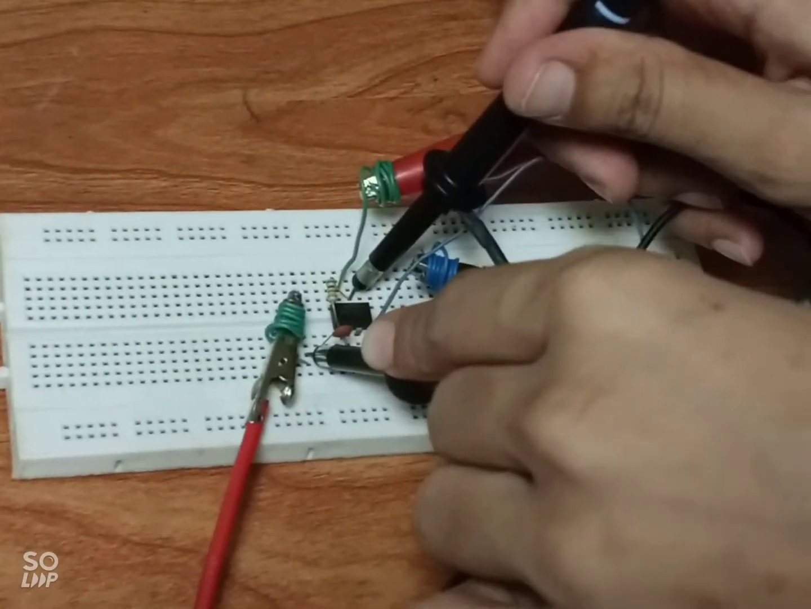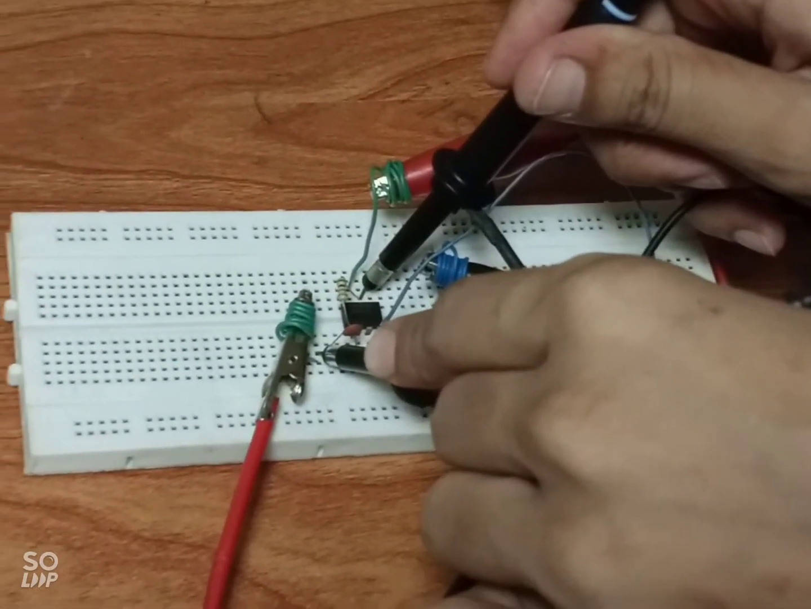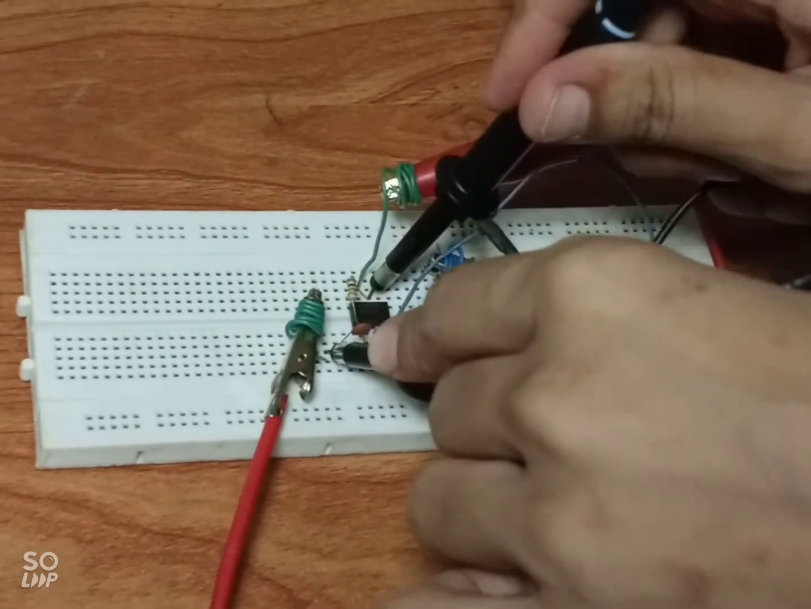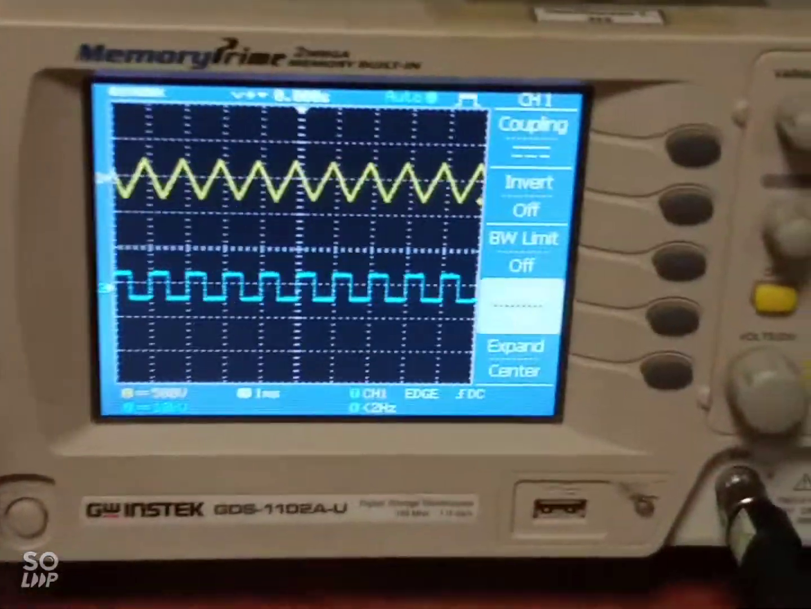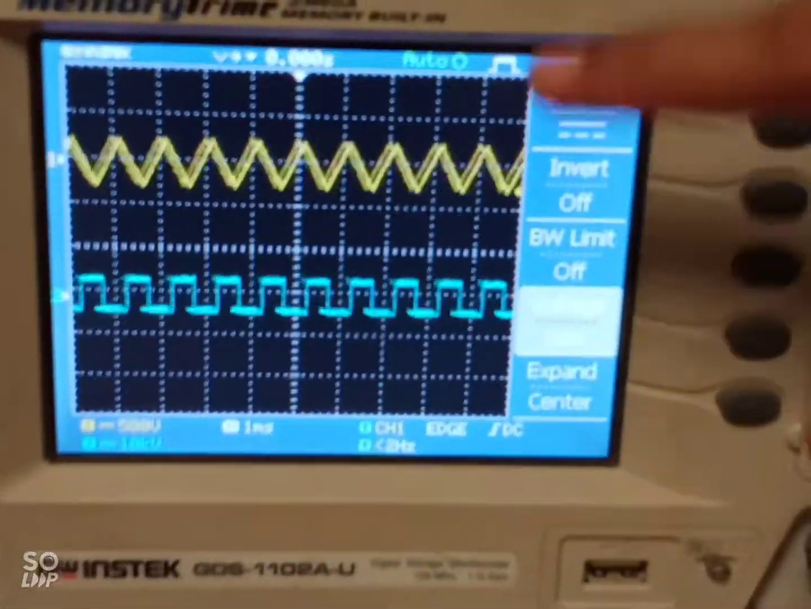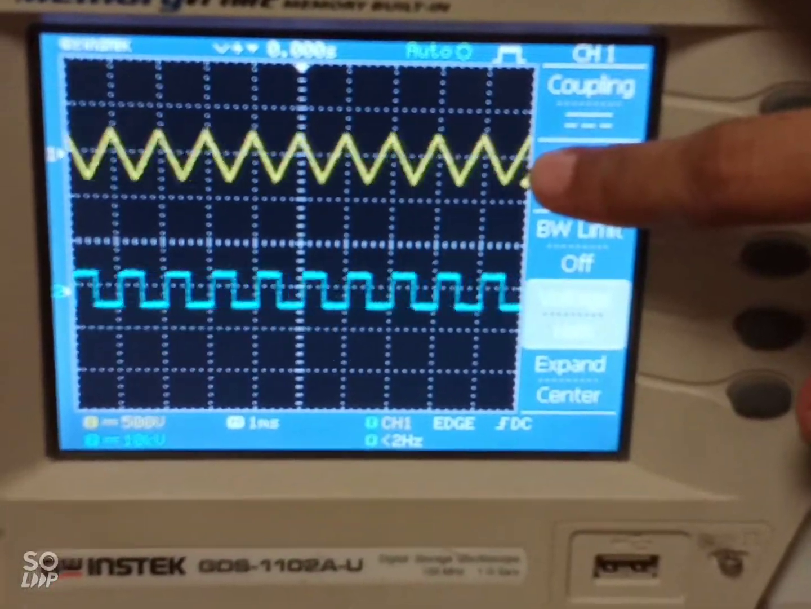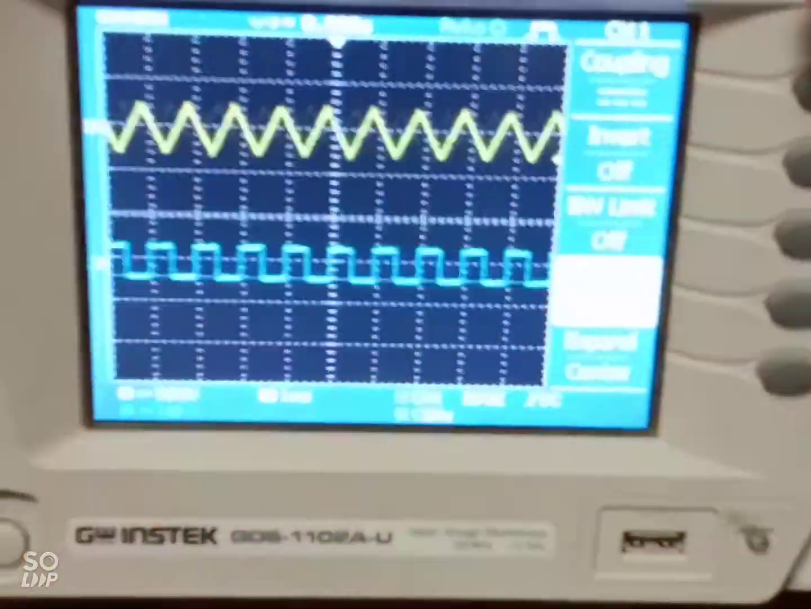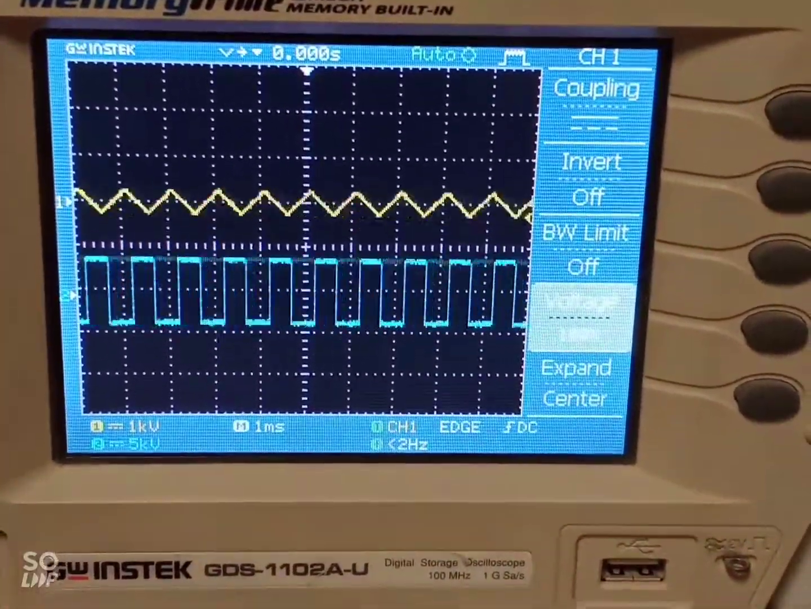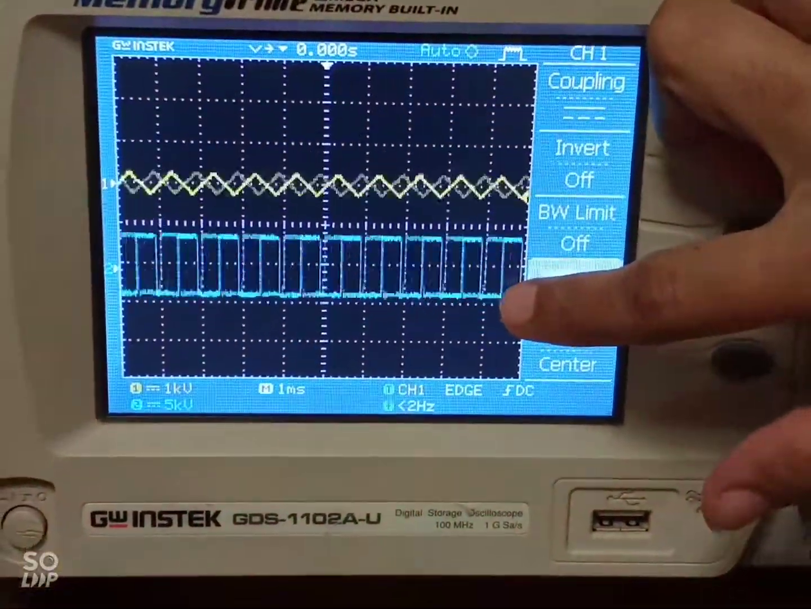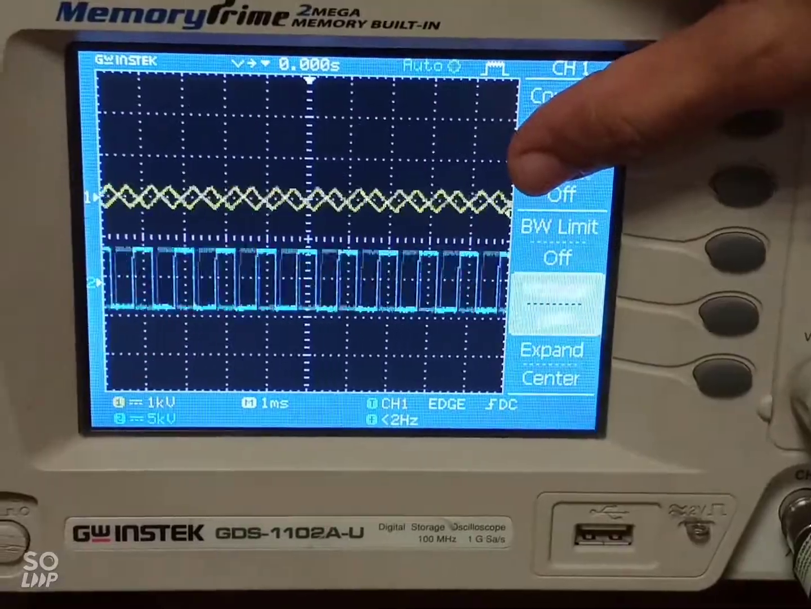I have applied the input signal, that is a triangular wave. Okay, we are going to check the output. What will be the output of a triangular wave? Okay. You can see here I have applied a triangular wave on the input. On the output it is a square wave. This one is output and this is input.